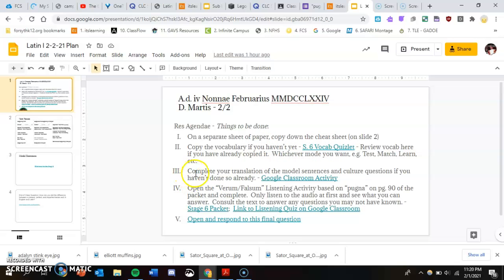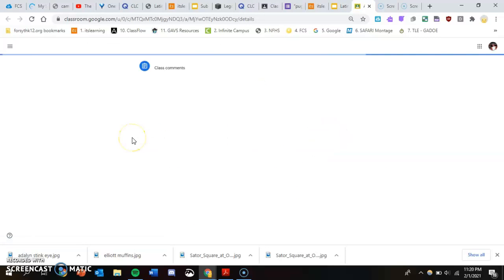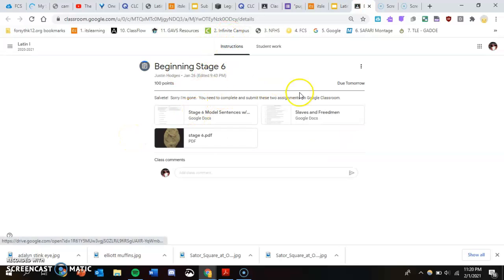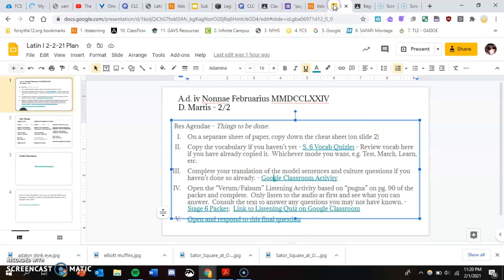Third step, complete your translation of the model sentences and the culture questions if you haven't done so already. This is what I assigned last week when I was out, when Ms. Hodges was sick the last time. And if you just follow that, it'll take you to the Google Classroom activity, which has both the assignments right here as well as a link to the Stage 6 PDF. So if you haven't finished that, go ahead and finish that.